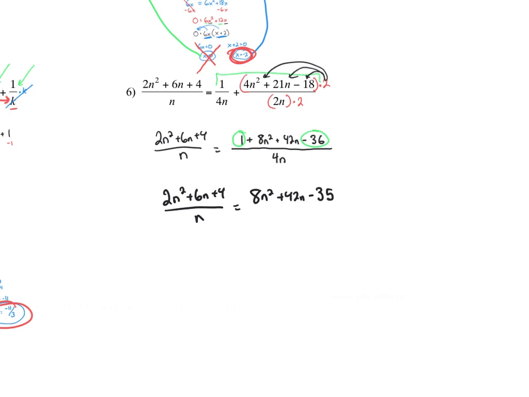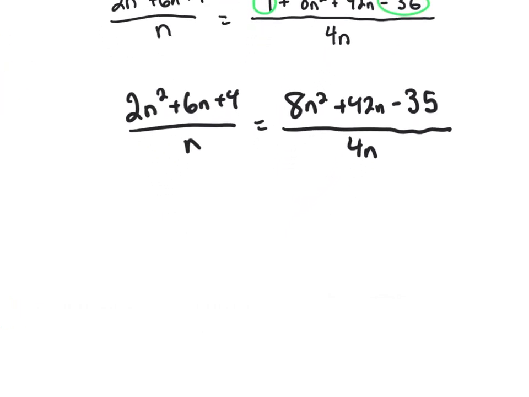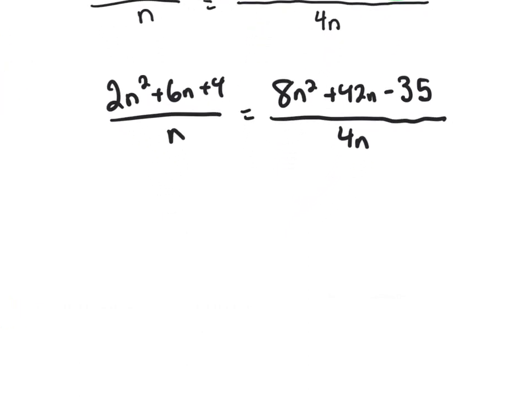So with this one, 2n squared plus 6n plus 4 over n is equal to 8n squared plus 42n minus 35 all over 4n. So sometimes it's nice to try to factor now, or we can factor later. So either way, it's going to be the same idea. But this is a huge, big, ugly problem. We just want to be able to work through big, huge, ugly problems. So we've got to stick with this. You're really going to need to be good with factoring when you do this, okay?